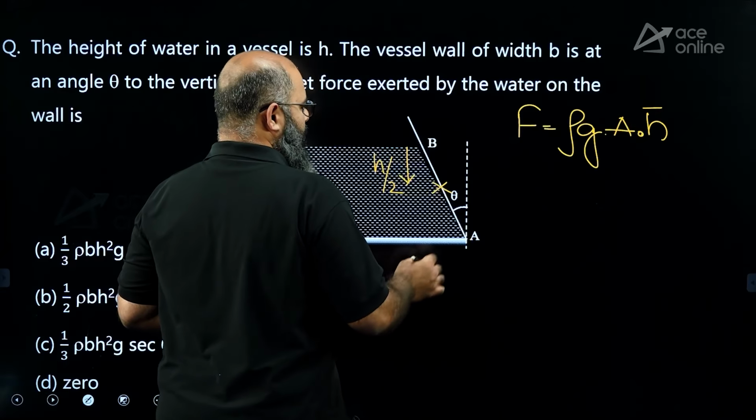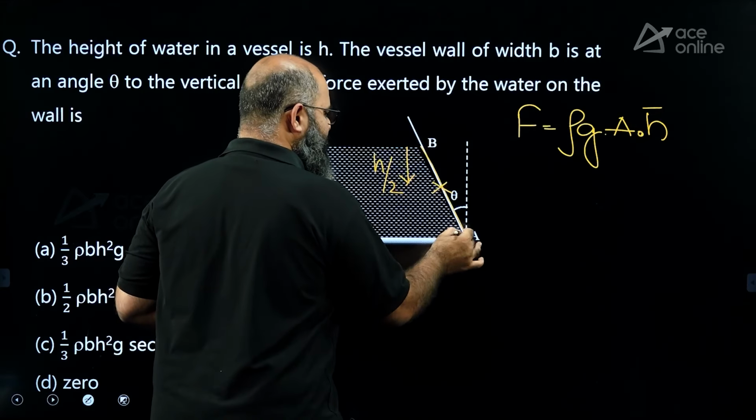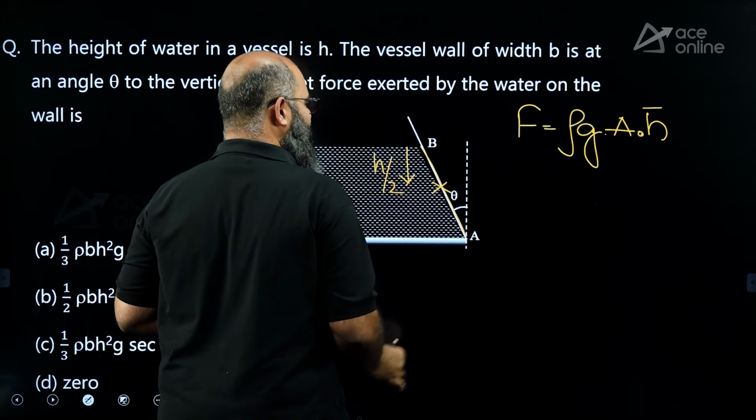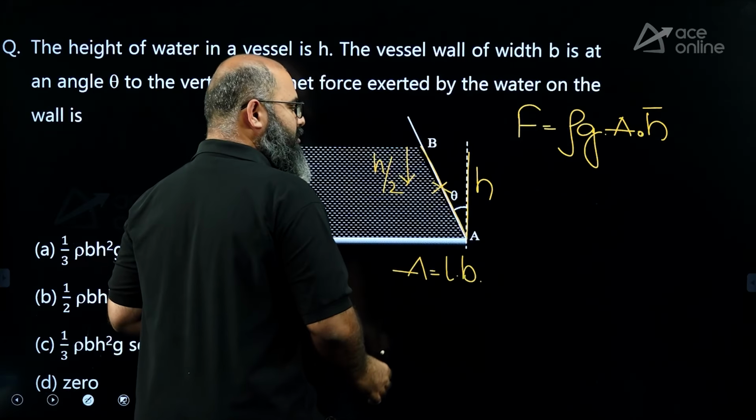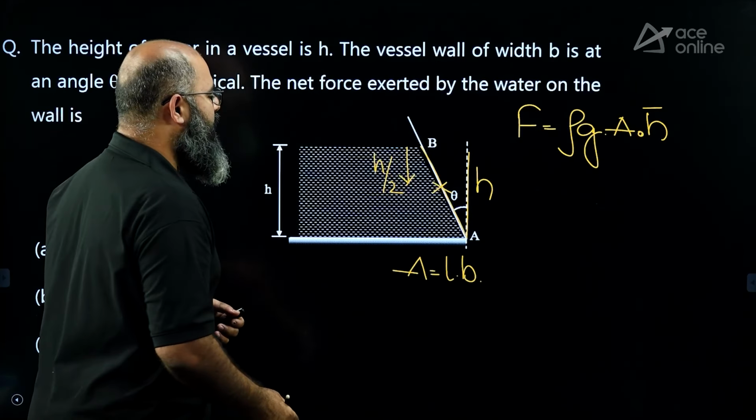What about area over here? Area is equal to this length L multiplied by width. Area is equal to length multiplied by B. We know this height is H over here. Length L has to be equal to H by cos theta.